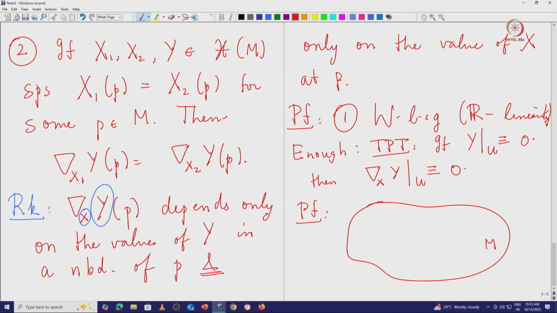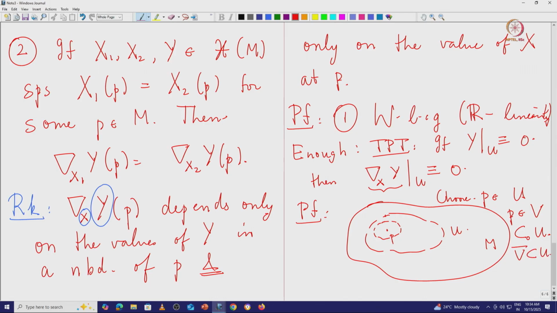So this is M, this is some open set U. Let's say I look at a point P. I want to show that this vanishes at this P, and if this holds for an arbitrary P in U, then I am done, right. So choose some P in U, and let's take a further neighborhood V which contains P and which is an open subset of U, such that V closure is contained in U.